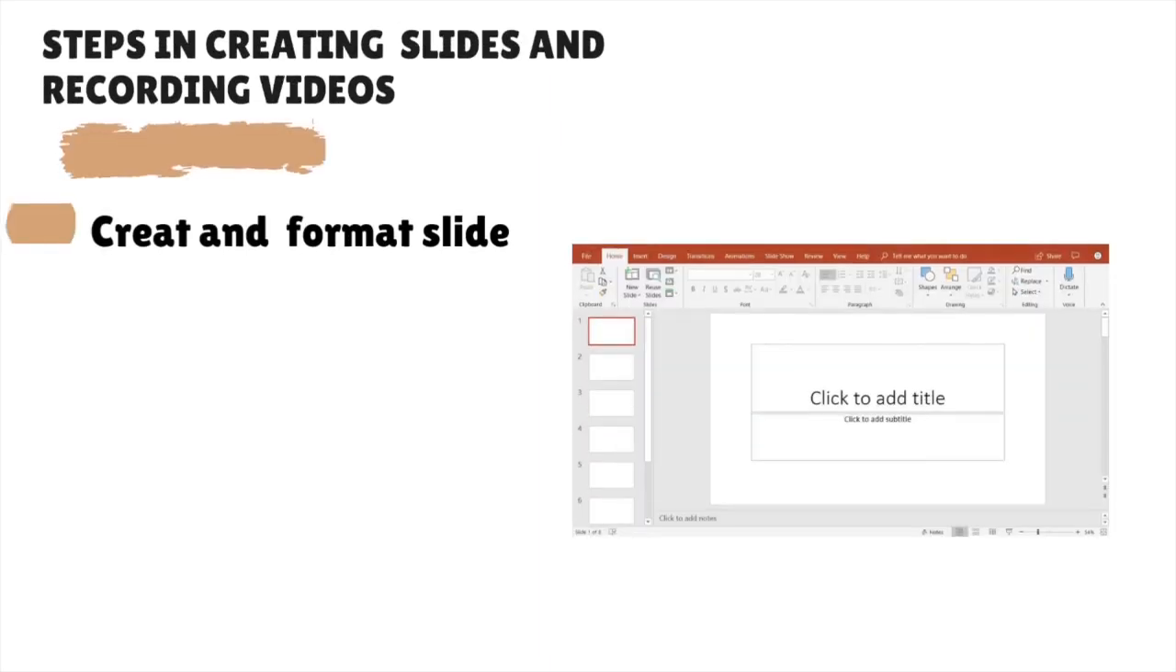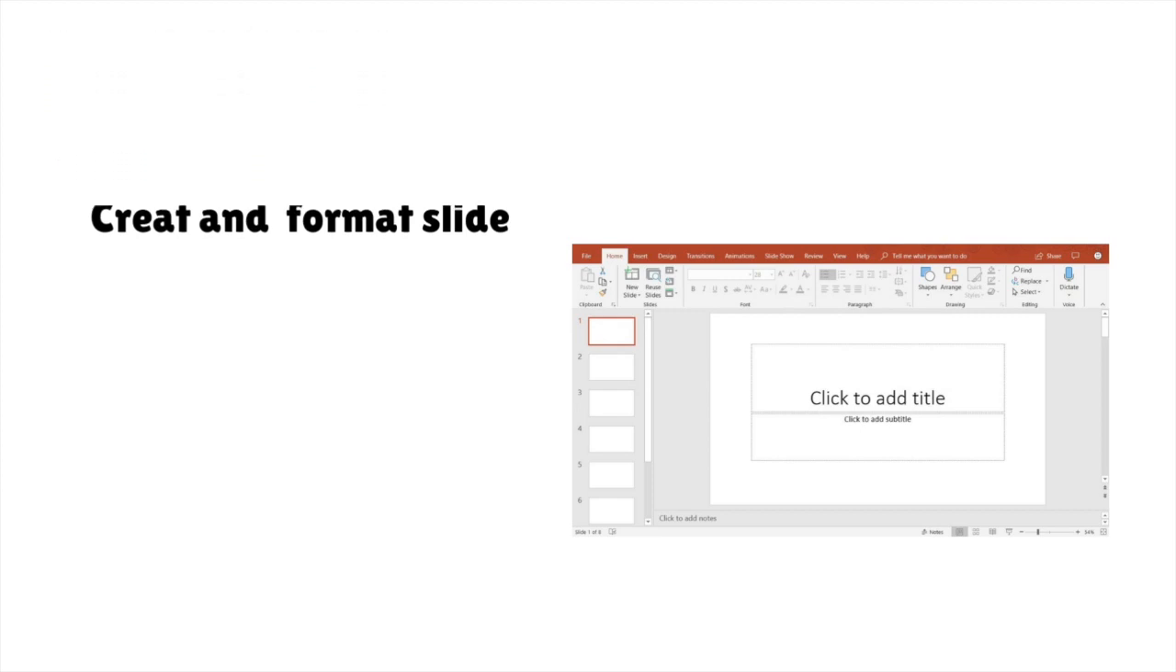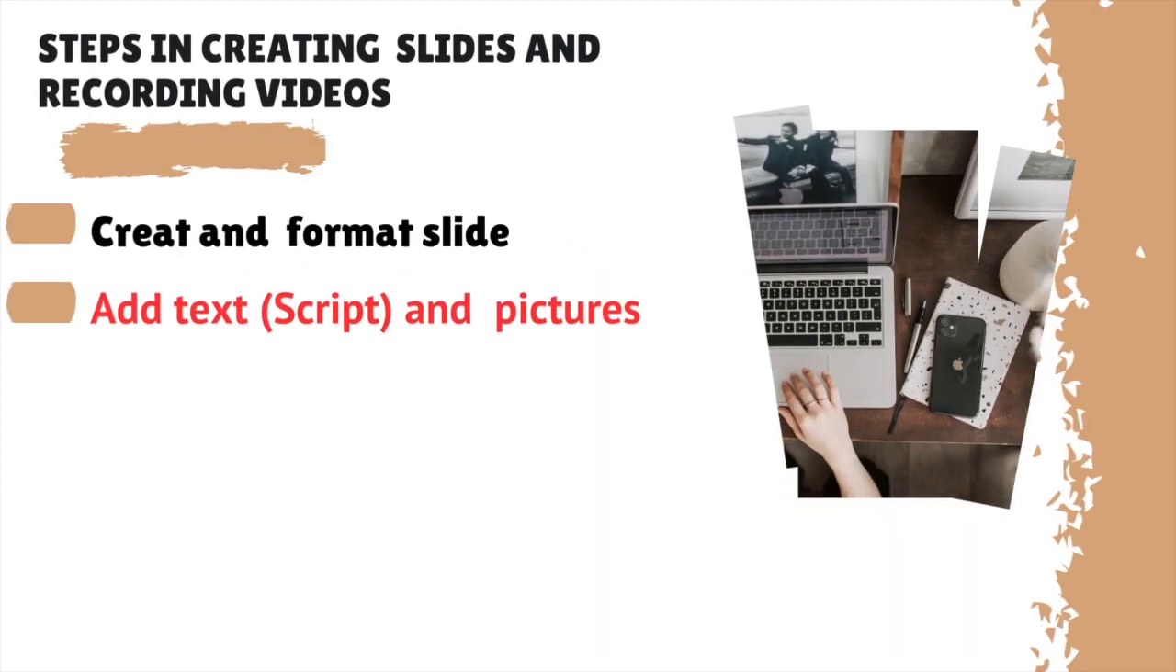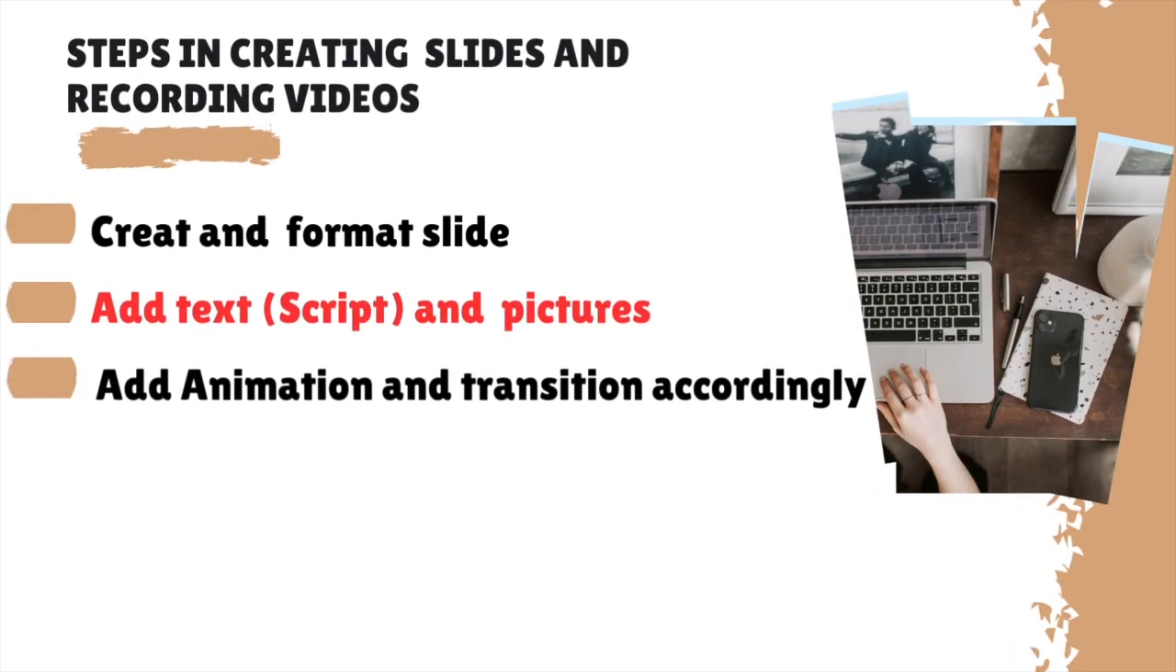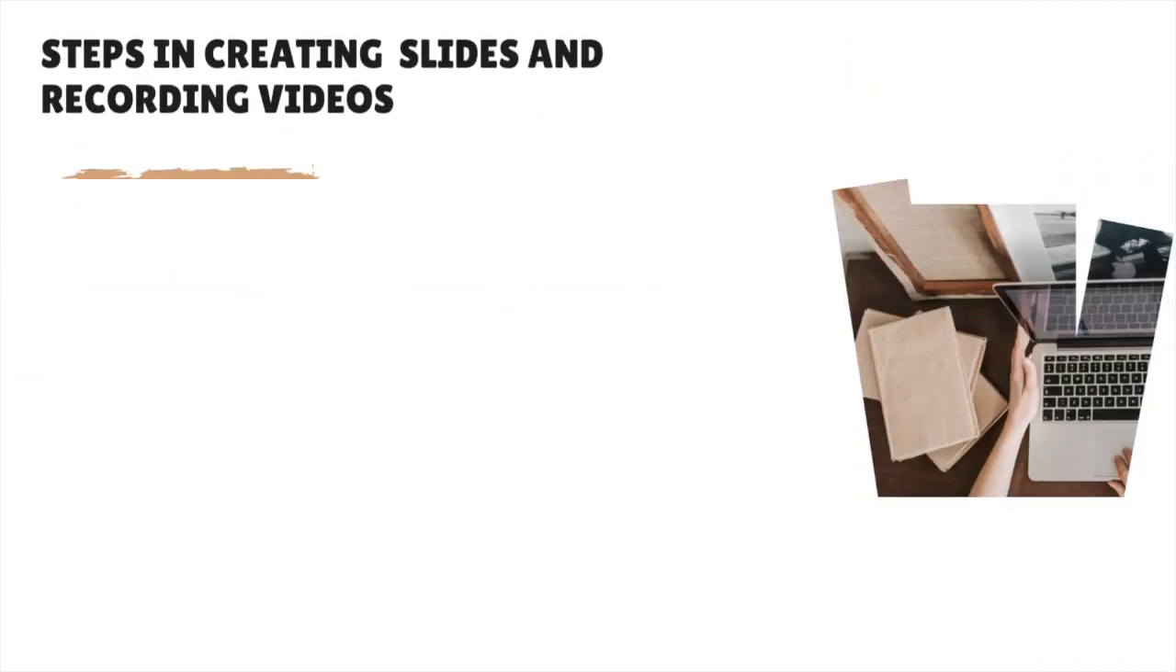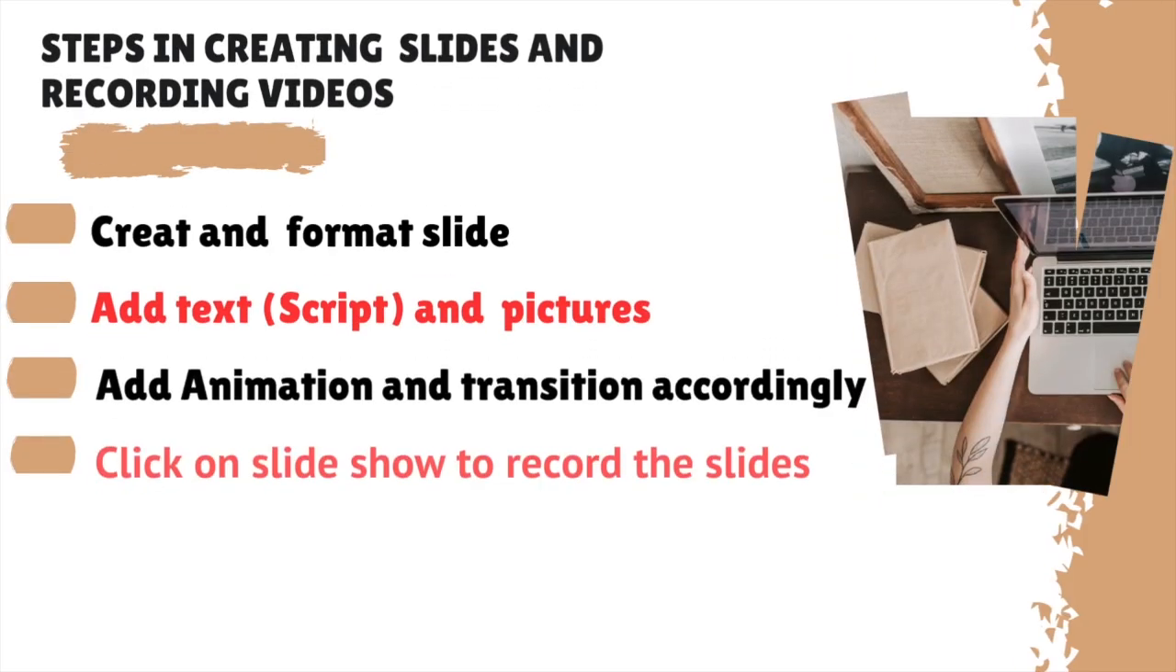Number 1, you create and format your slide according to what you need. Then you add your text or your scripts and pictures. Make sure whatever picture you're adding matches the text you have pasted. Then you add animation and transition accordingly. This brings interactivity to your slides.